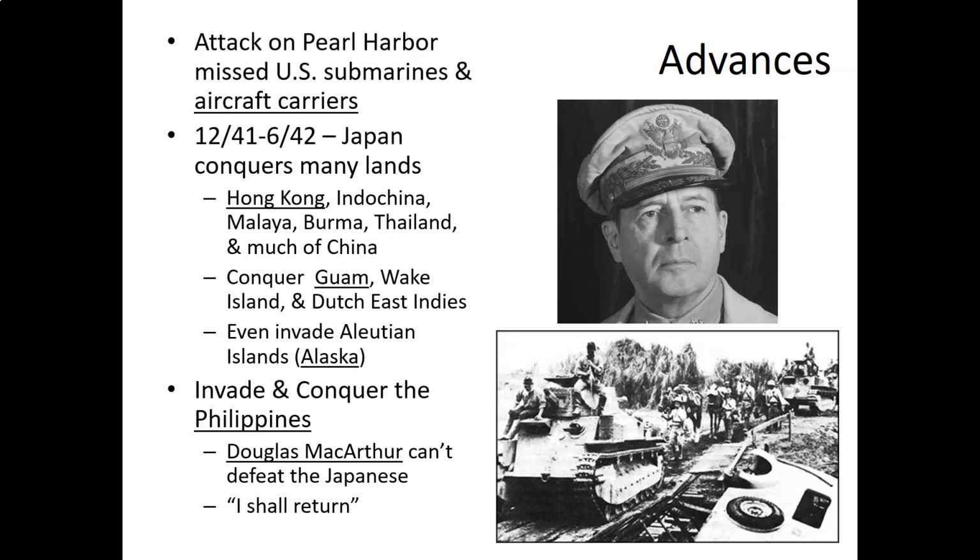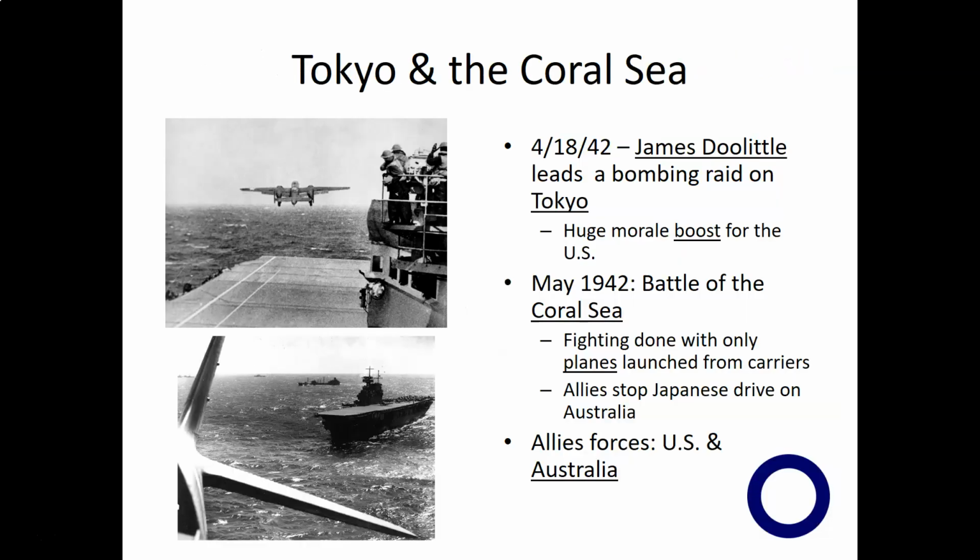So ultimately, what happens is the attack on Pearl Harbor, although it was a success for the Japanese, it missed two things: the U.S. submarines, and more importantly, their aircraft carriers. But by June of 1942, the Japanese are able to control Hong Kong, Indochina, Thailand, much of China, and take significant portions of the Dutch East Indies. They even are able to invade the Aleutian Islands in Alaska in their campaign that's in concert with Midway. They do invade and conquer the Philippines in 1941 and early 1942. Douglas MacArthur famously says, "I shall return." And the Japanese look like an unstoppable force, just like the Germans.